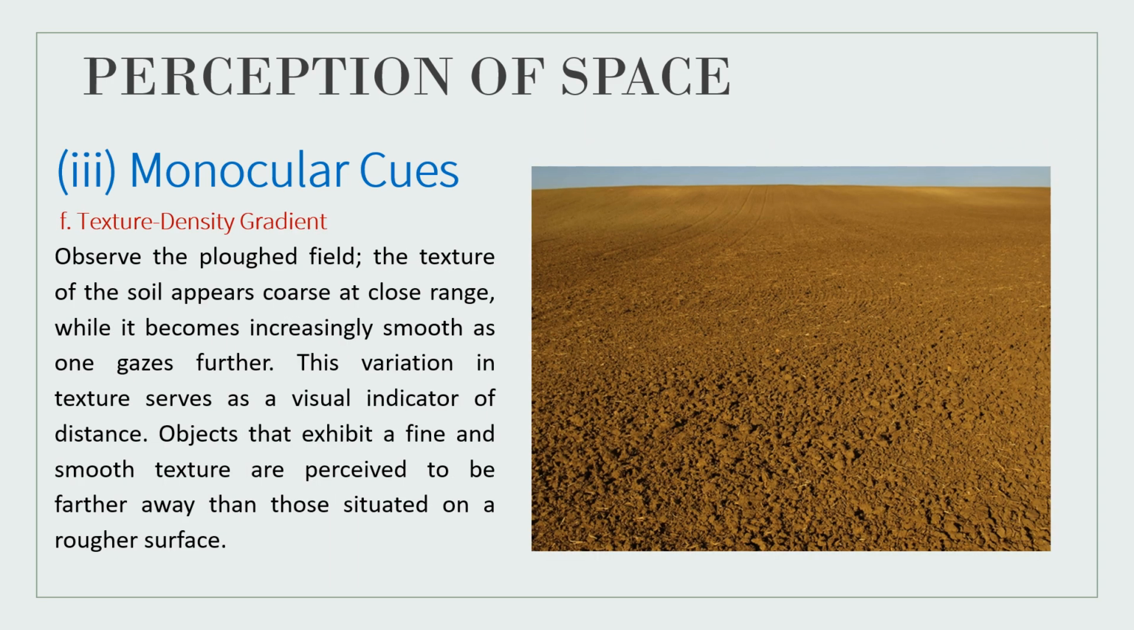Texture density gradient: you can observe a plowed field, a dug-up field, a tilled field. The texture of soil appears coarse at close range, and it becomes increasingly smooth as one gauges further. So the nearer field seems coarse, and the farther one seems smooth. So this is texture density gradient, and these are the monocular cues.